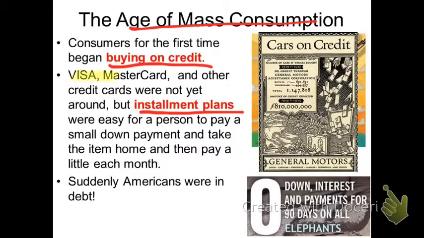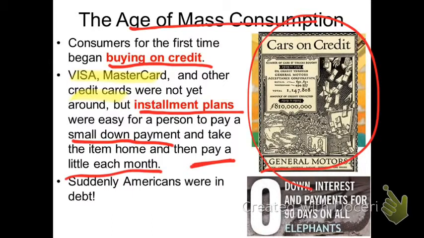We had yet to begin with Visa, MasterCard, and other credit cards. And so what you would do is you would buy it on an installment plan. Let's say we're going to buy a car, okay, and here's an advertisement for General Motors. You'd walk in, make a small down payment, drive the item home, or if it's a vacuum cleaner, you take it home with you, and then pay a little each month. So thanks to the installment plan and buying on credit, more and more Americans were now able to buy big ticket items like cars.